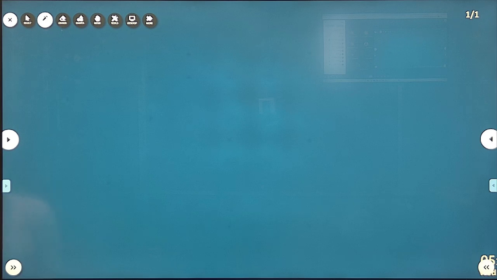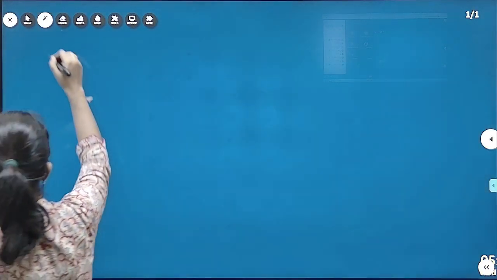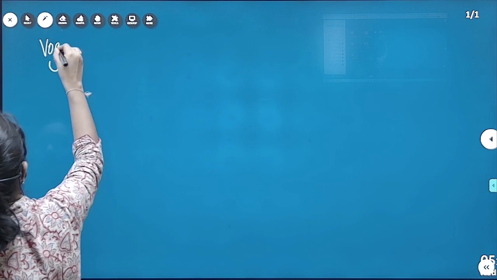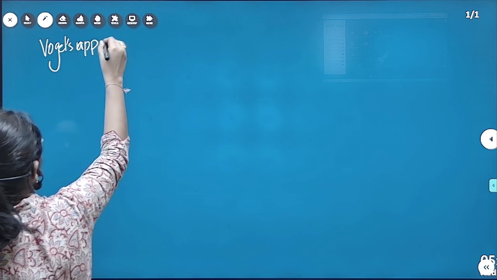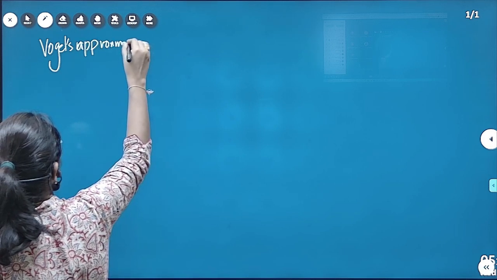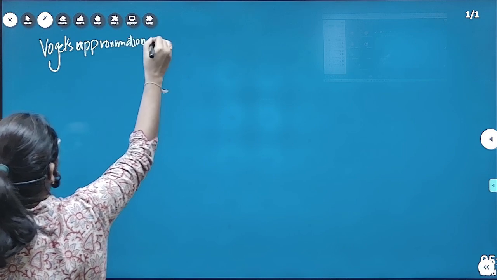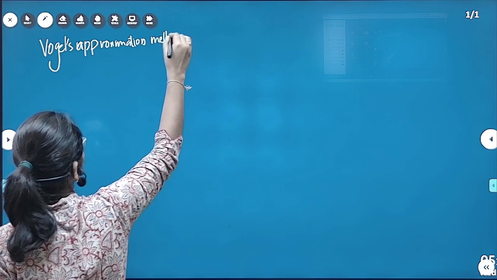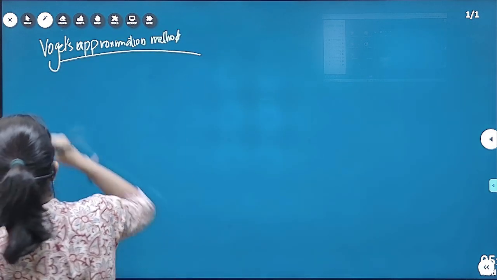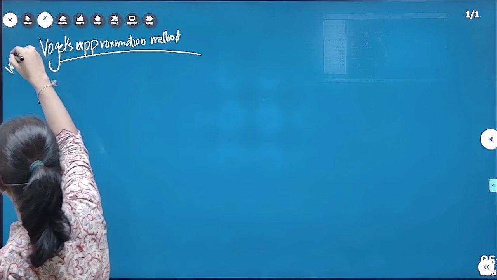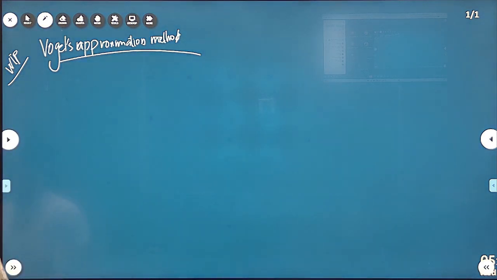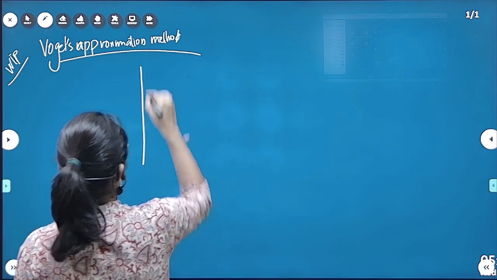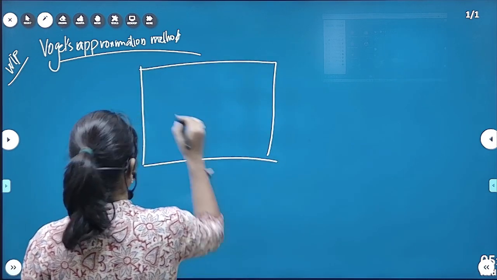So the next method is Vogel's approximation method. This is important, very important. Write down here VVIP. So Vogel's approximation method. Let us do it with our previous example question. So write down the question again, this 12-4 one.